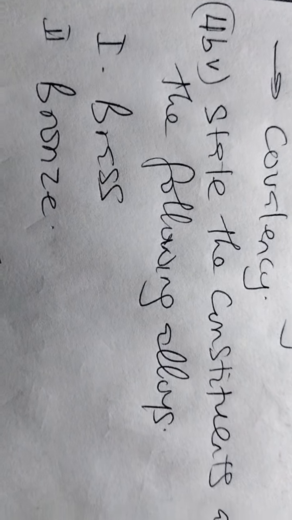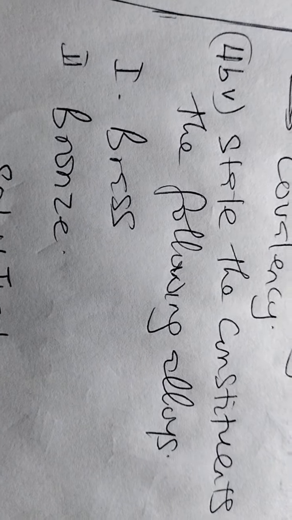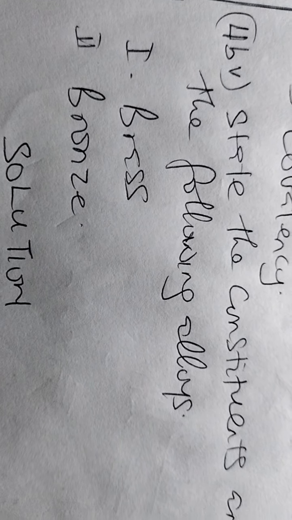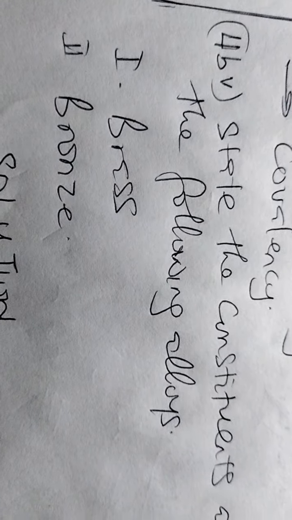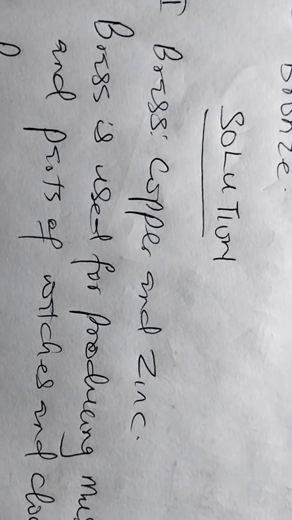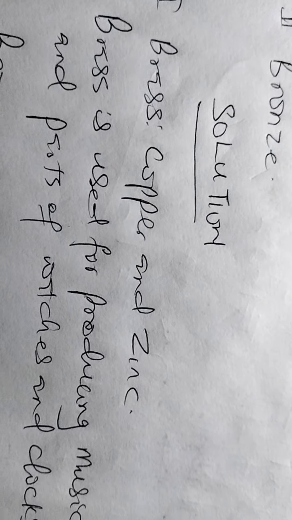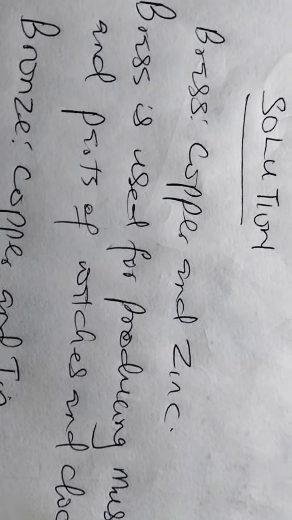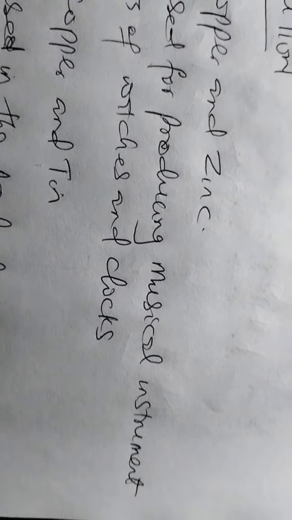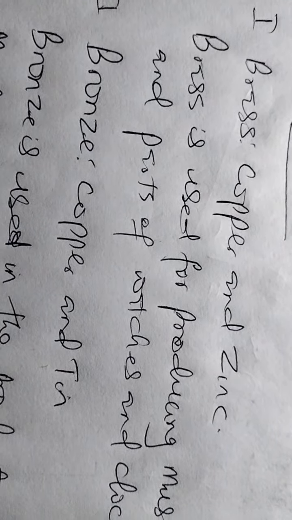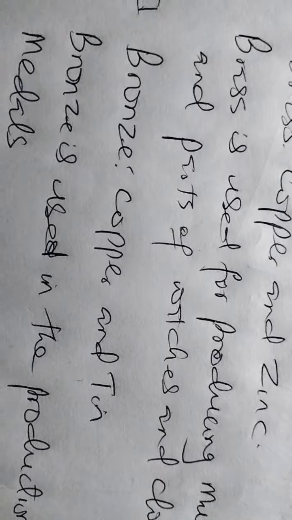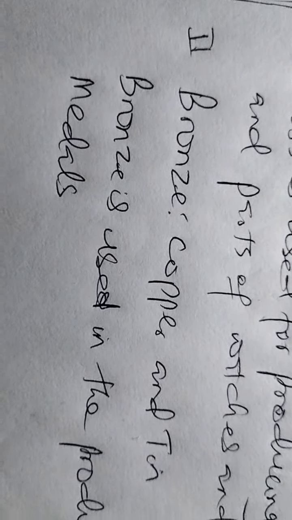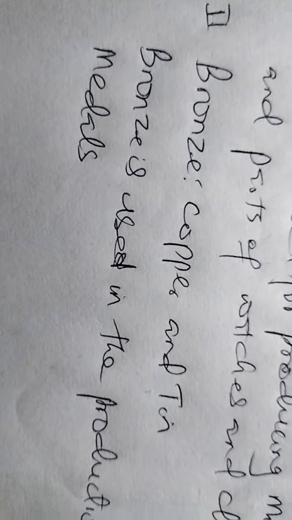4BV says state the constituents and one use of the following alloys. The first one brass, second one bronze. Now going to the solution, brass, the constituents are copper and zinc. Then what is brass used for? Brass is used for producing musical instruments and parts of watches and clocks. Then bronze, the constituents include copper and tin. What is bronze used for? Bronze is used in the production of coins and medals or even trophies.